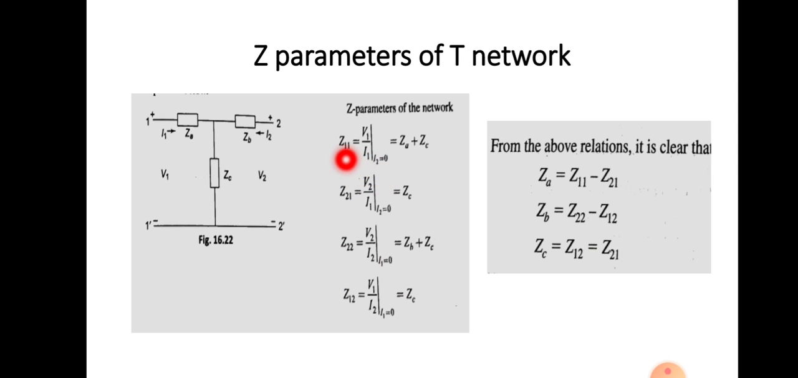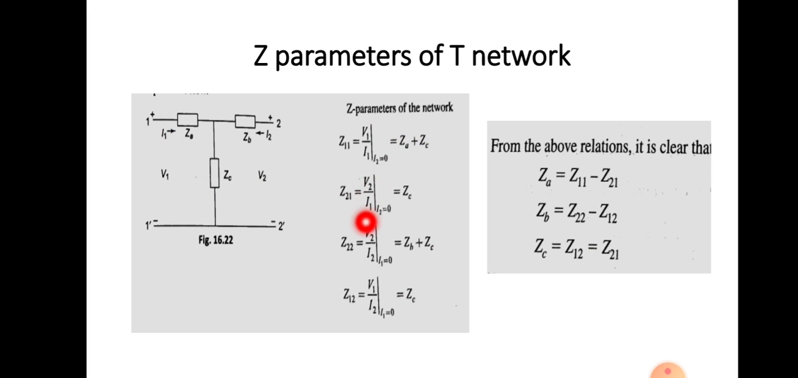Z11 is obtained by open circuiting the output port, that is by setting I2 equal to 0. Z21 is also obtained by I2 equal to 0. Z22 is obtained by I1 equal to 0. Z12 is obtained by I1 equal to 0. Whenever I2 equal to 0, that means this branch will not be here. So, Z11 equals V1 by I1. V1 by I1 means the voltage is obtained. This voltage will be the sum of the voltages across this, so ZA plus ZC into I1 by I1, that will be equal to ZA plus ZC.